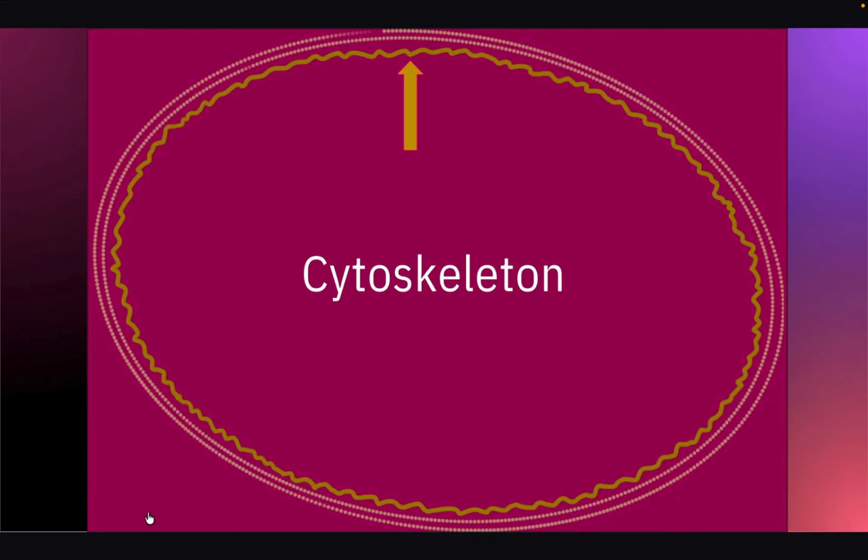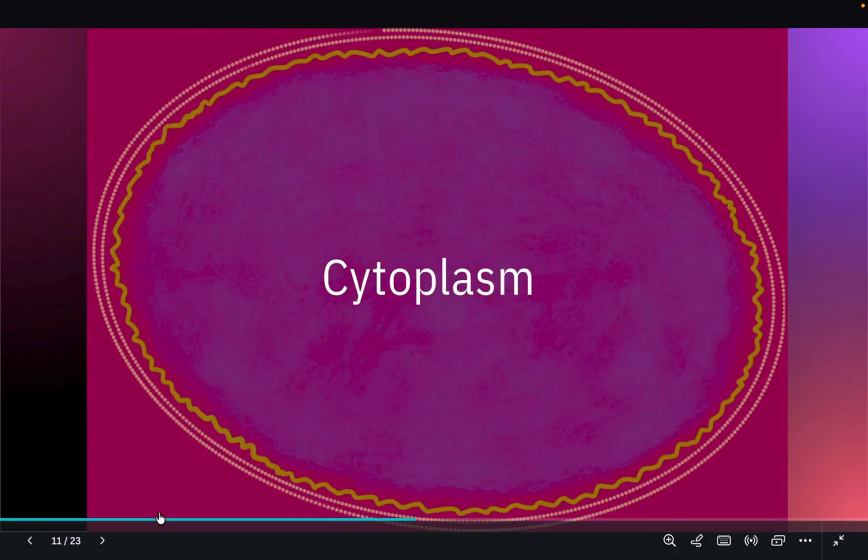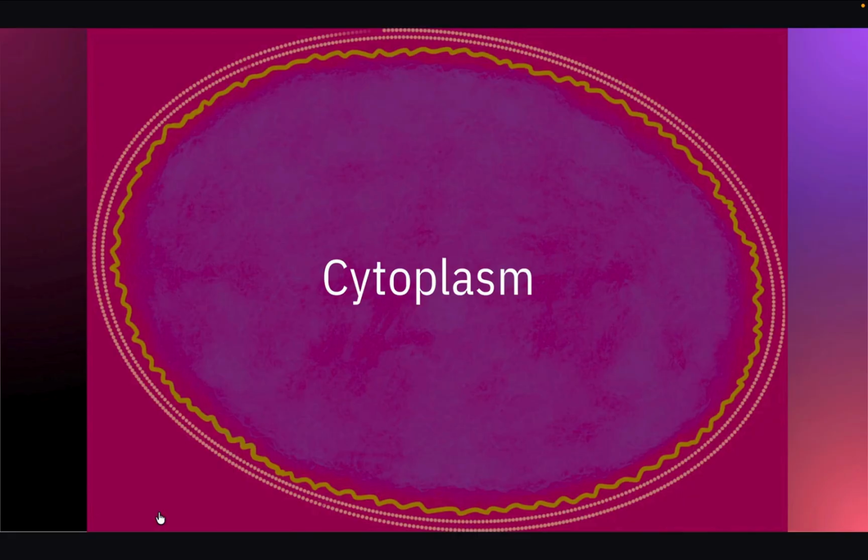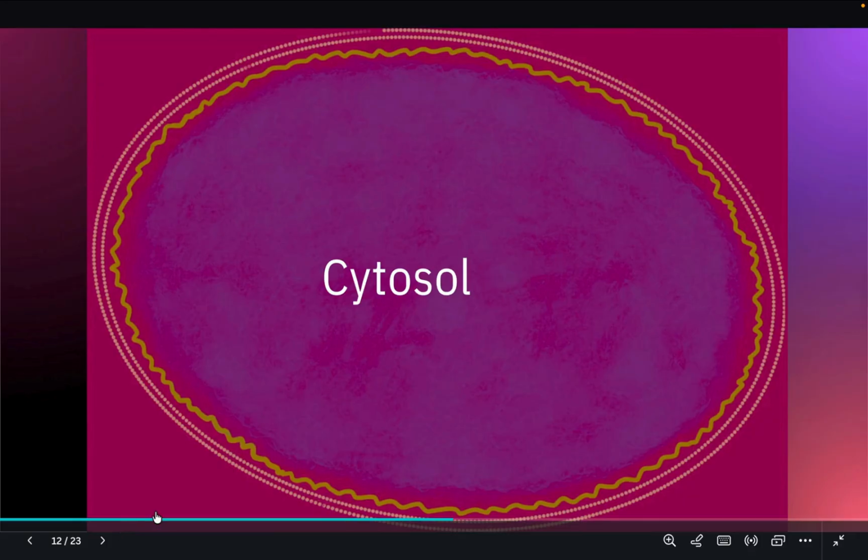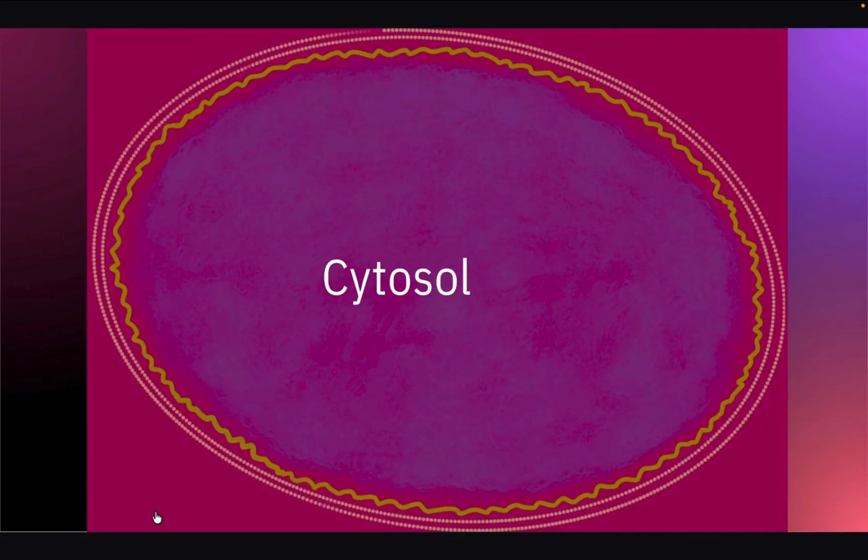The cytoskeleton of the cell is on the inside of the intracellular membrane. It is made of proteins and gives the cell structural support and shape. The cytoplasm is everything inside of the cell, which includes the cytosol, which is also known as intracellular fluid or ICF. ICF contains the organelles. Organelles carry out very specific functions within the cell, which we will talk about now.